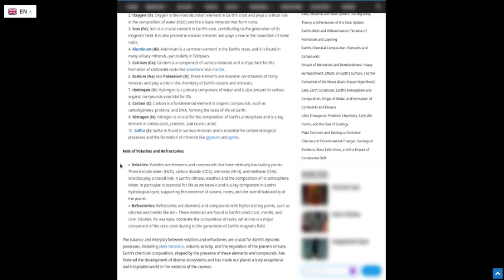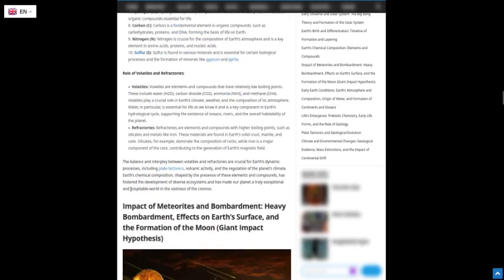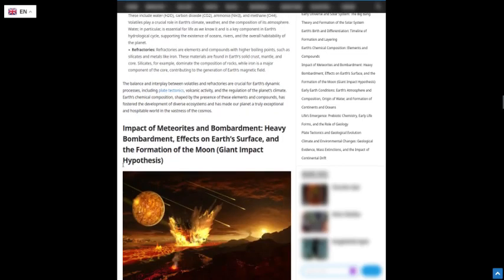Okay, we can't do that for you. You have to do it yourself. Role of volatiles and refractories, all this sort of stuff. Impact of meteorites and heavy bombardment effects on Earth's surface and formation of the moon, giant impact hypothesis.